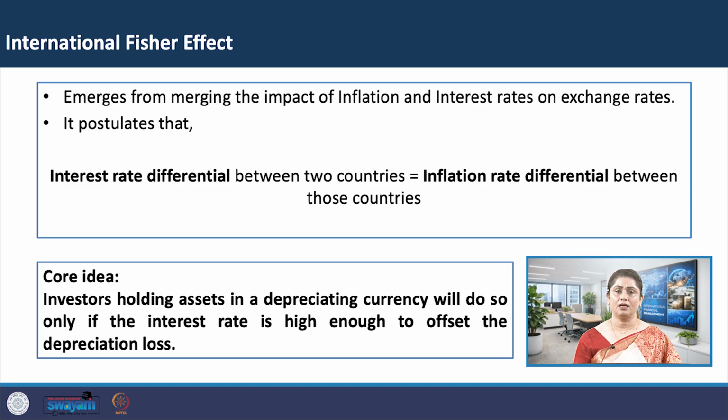In other words, a higher interest rate in a country is not a free gift to investors. It is a compensation for an expected loss, specifically the loss from the currency depreciation. The high interest rate and currency depreciation cancel each other out, leaving the investor with roughly the same real return as they would have earned at home.